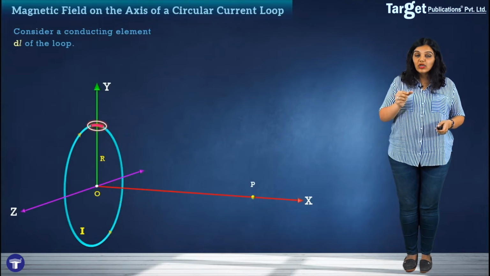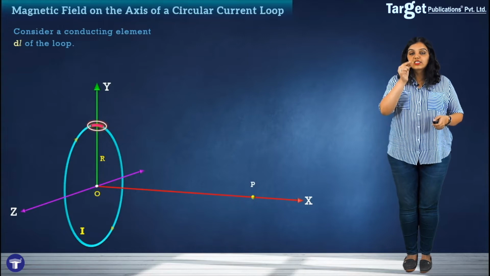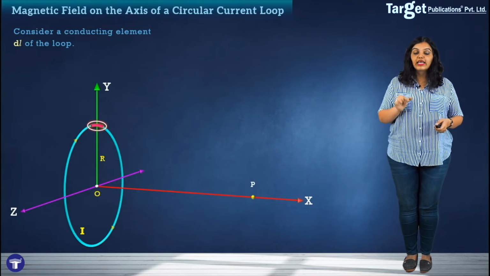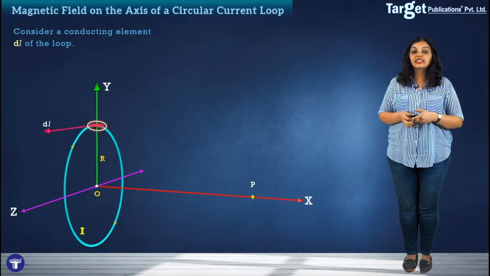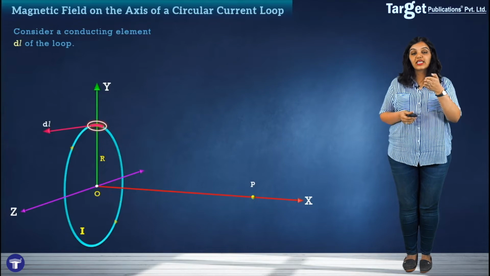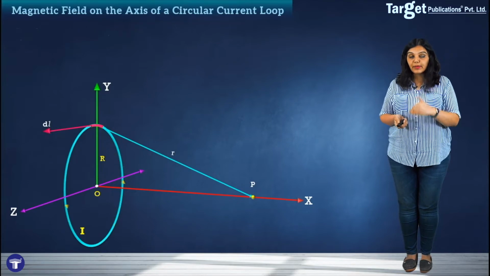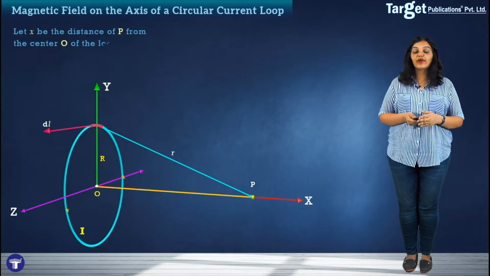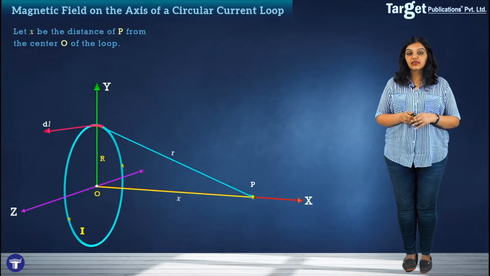Now remember, because I have to apply Biot-Savart's law, I have taken a small element. So I take dl, which is a small element of the loop, and I say that the direction of dl is the direction of the current at that point, which is tangential to the plane, and let r be the position vector of the point P with respect to the current element. And finally, let the distance of point P from the center of the loop be x.